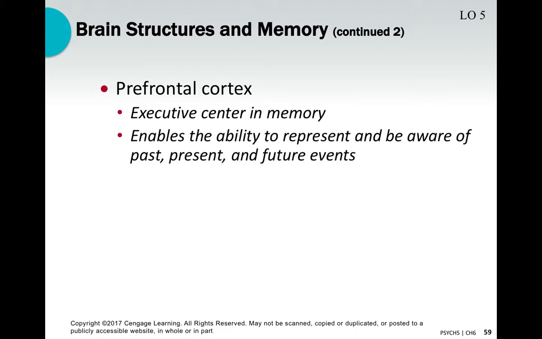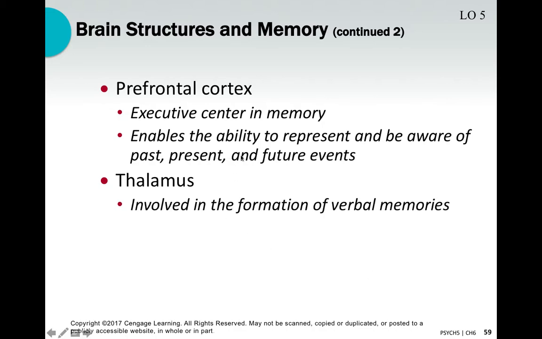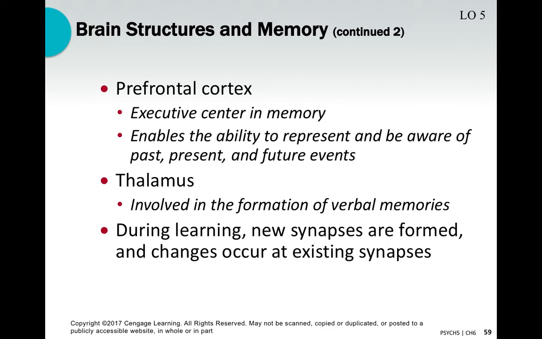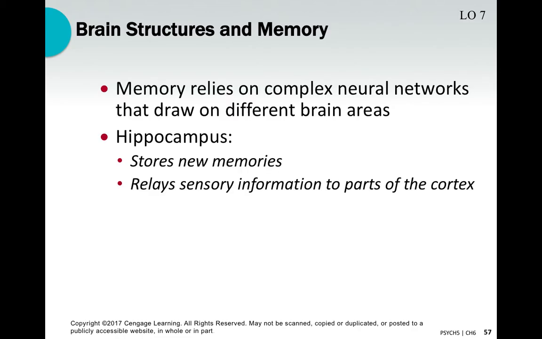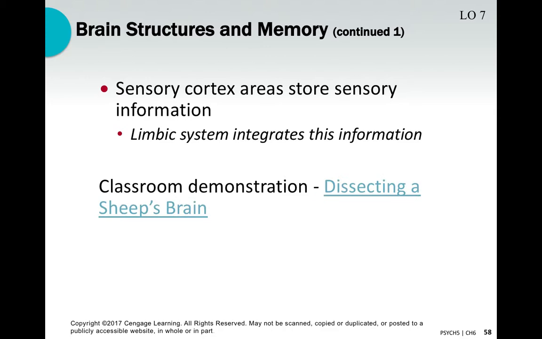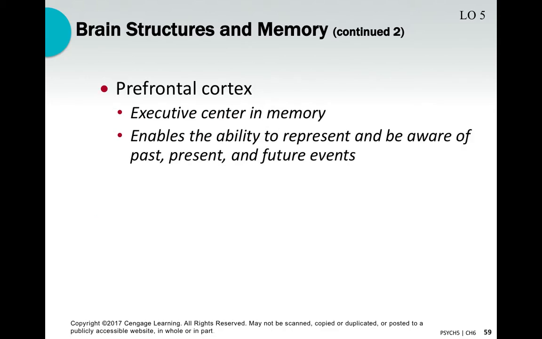The prefrontal cortex is a big part of this. This is the part of the brain that makes us who we are as people. We can think about concepts like past, present, and future. Obviously, are very important to memory. There's also the thalamus, the relay station involved with verbal memories. So there's a lot of the brain involved when we talk about memories. I mean, the hippocampus is kind of where it starts, but again, we're talking about the cortex, the thalamus, the limbic system is all involved as well.